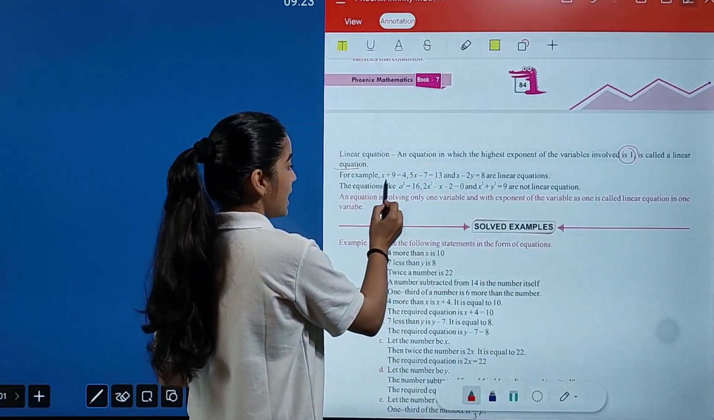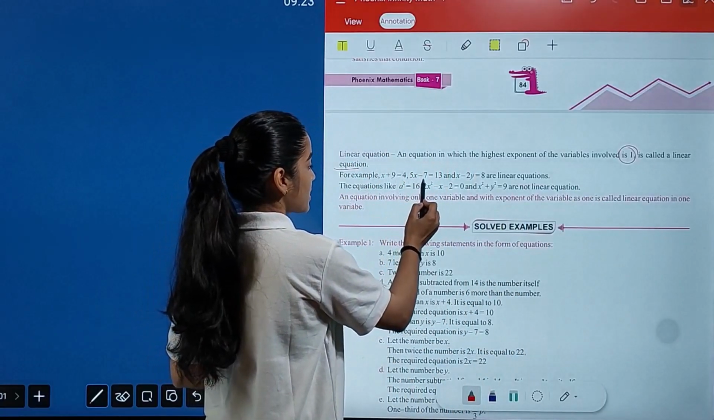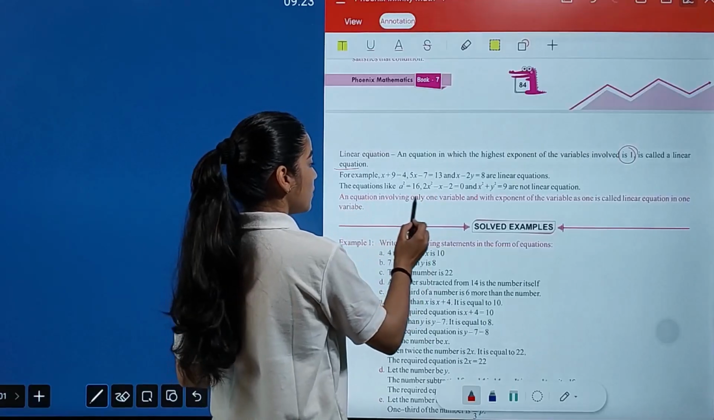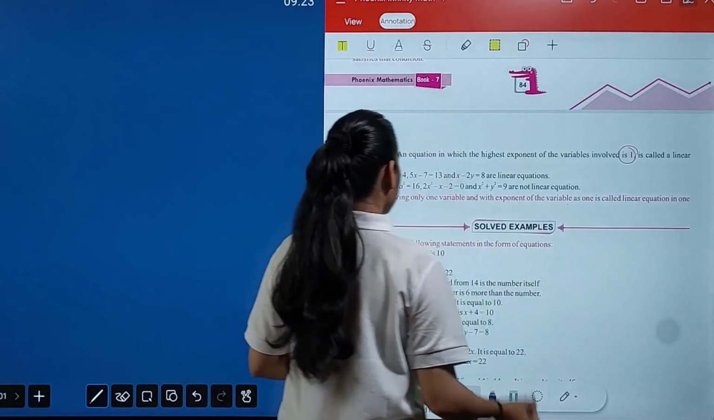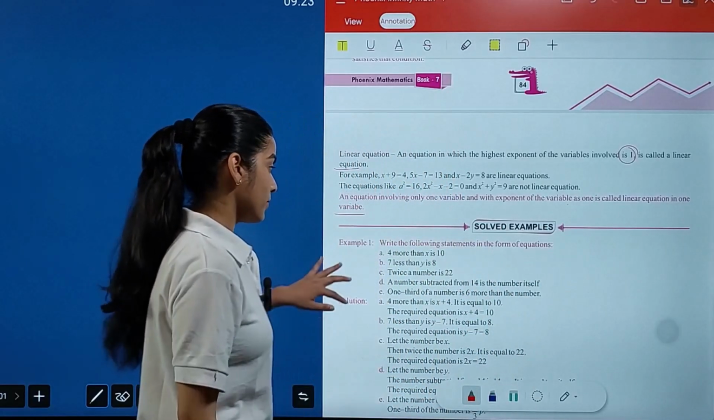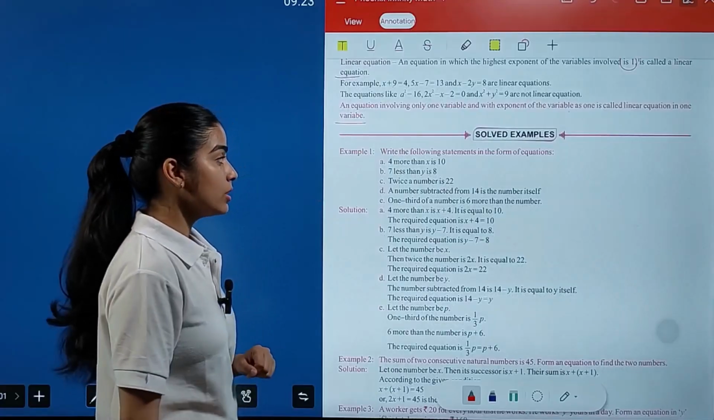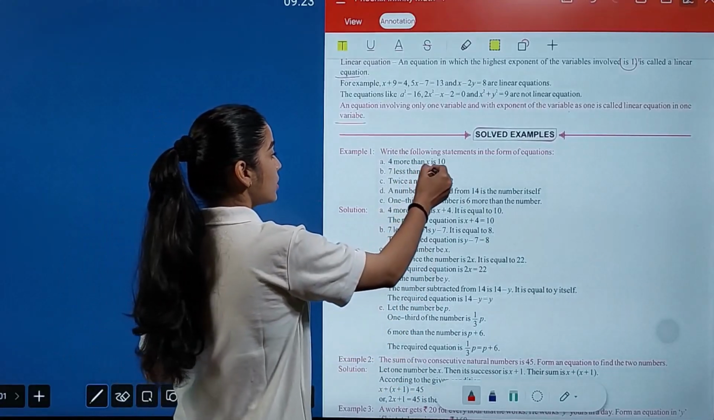For example, x plus 9 is equal to 4, 5x minus 7 is equal to 13. An equation involving only one variable and with exponents of the variable as 1 is called a linear equation in one variable. Now write the following statements in the form of an equation. 4 more than x is 10.